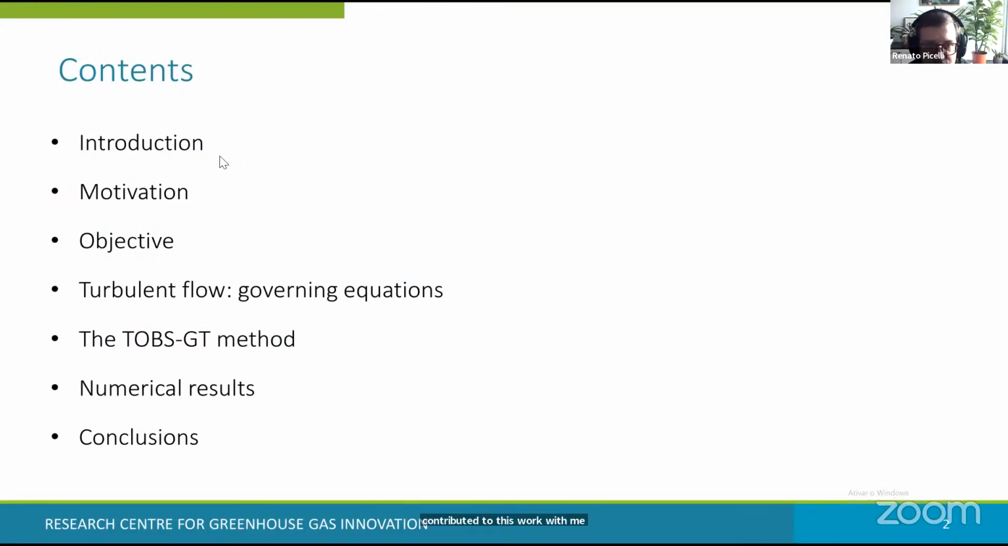I will start with some introduction and motivation. I'll give you my main objective. I will skip the literature review due to time constraints, and I will talk about the key idea of my presentation today, which is turbulent flow and the TOBS GT method, ending up with numerical results and conclusions.